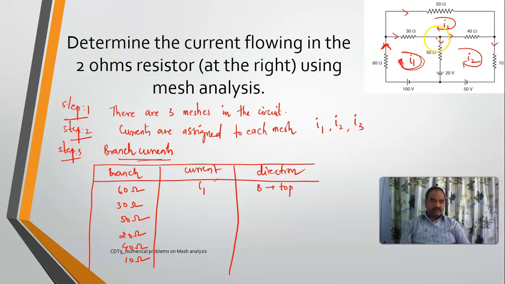Right. Next, the 30 ohms resistor. This is my 30 ohms resistor. It is present in this loop and it is also present in this loop, right? If I consider this loop, the current is I1. And if I consider this one, I3 current is flowing, but in the opposite direction. So two currents are formed in the two loops, one is I1 current, the other one is I3 current. I'll take it as I1 minus I3. Why? Because I1 is in the same direction as my current assumption, and I3 is in the opposite direction. So I1 minus I3, and the direction which I have taken is from left to right.